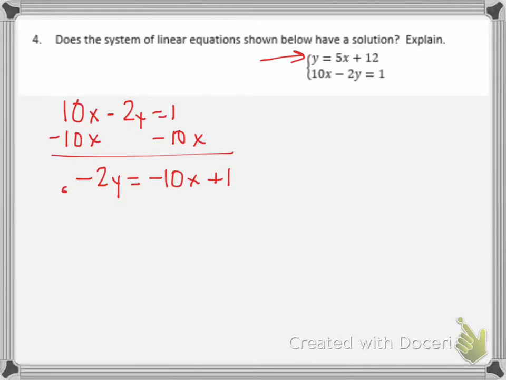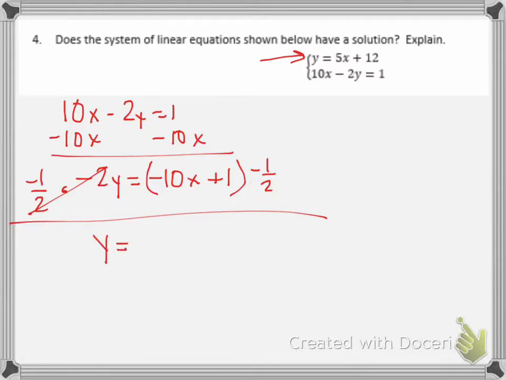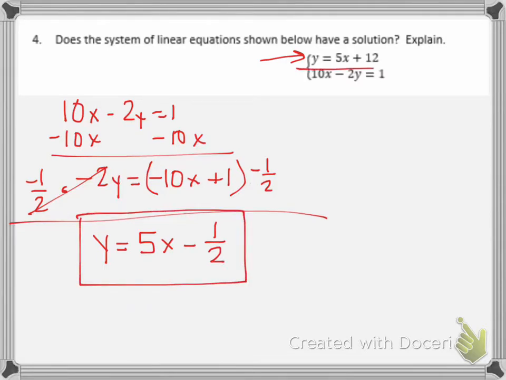And then multiply by the reciprocal of negative 2, and that's negative 1/2. So multiplying by negative 1/2. The 2's cross out. I get y equals negative 1 times negative 10 is a positive 10/2. That's 5x. And then negative 1/2 times 1 is a negative 1/2. So it's y equals 5x minus 1/2 and y equals 5x plus 12.